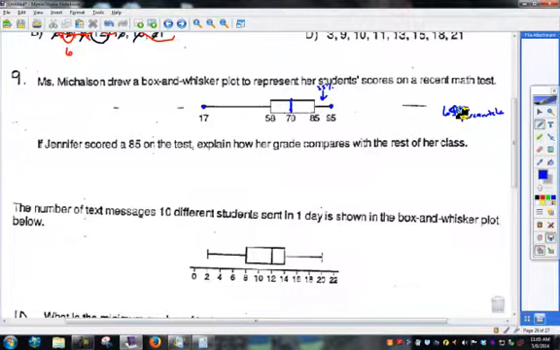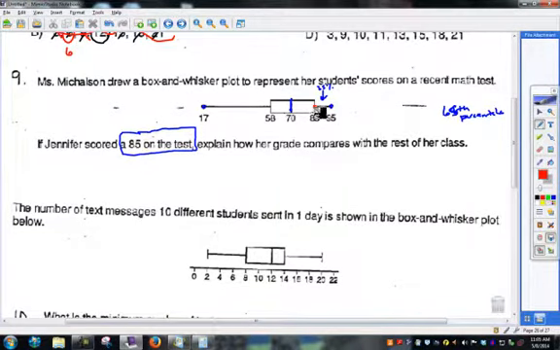Well, this is kind of the same deal. If Jennifer scored an 85 on a test, that means she scored right here. She scored right on the third quartile. So right now she's doing well. She's right in that 25% of the people, of the higher end of the class. So that means she and 25% of her other students are the best out of everybody. So she did pretty well.